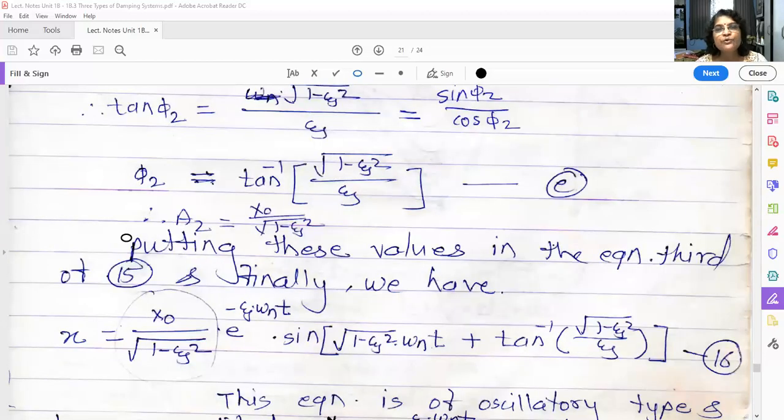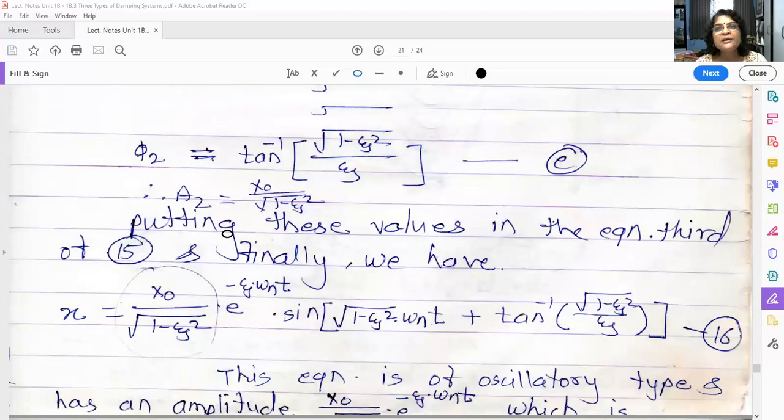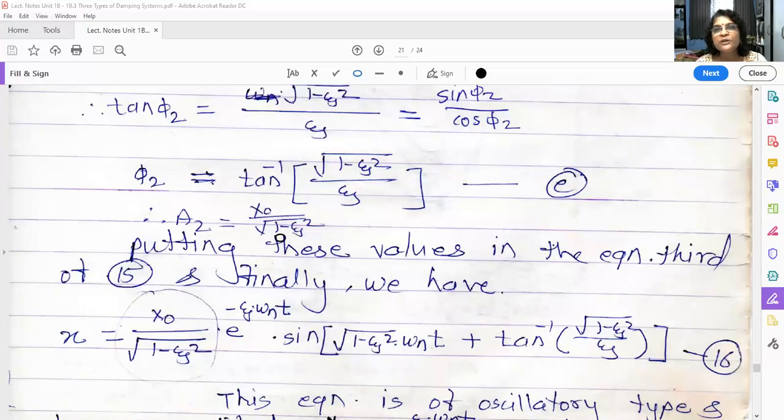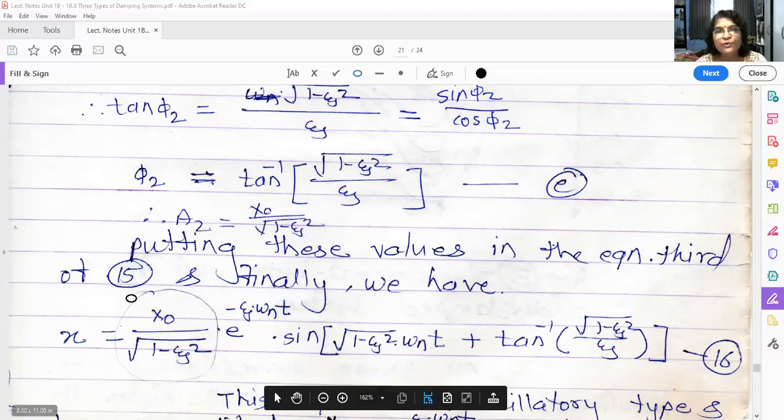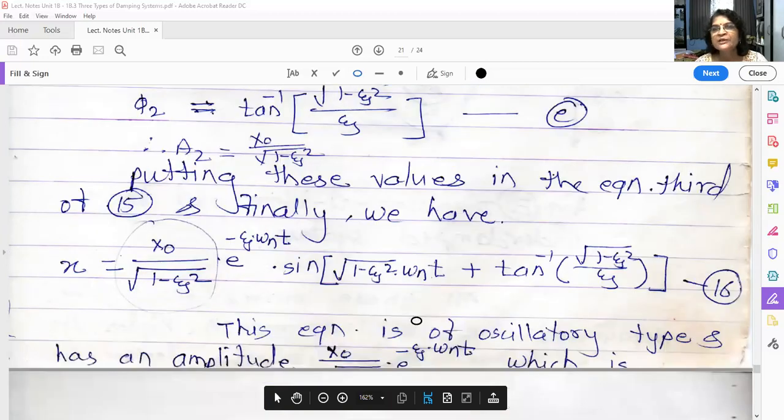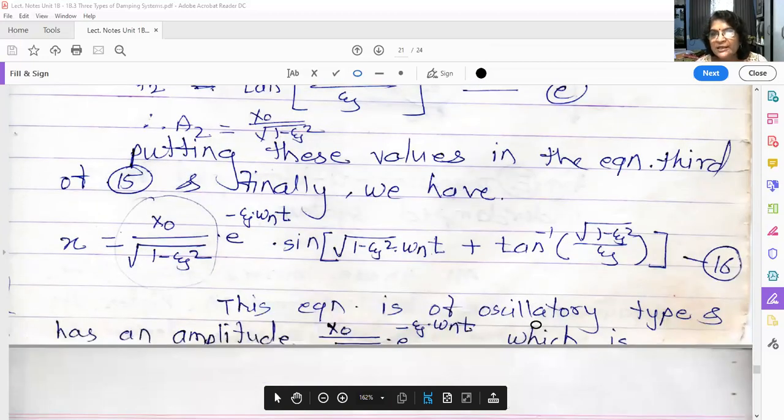X is equal to, okay, what can you take common? See, a2 is xo upon square root of 1 minus zeta square. So just write down here the value of a2, xo upon square root of 1 minus zeta square, into this term as it is, e raised to minus zeta omega n t, into sine, as it is, first term, plus the value of phi 2. Okay, where phi 2 is tan inverse of square root of 1 minus zeta square upon zeta. So this is the equation of oscillatory type.